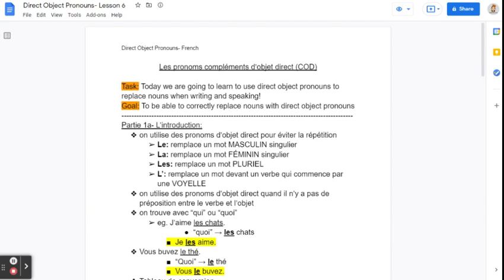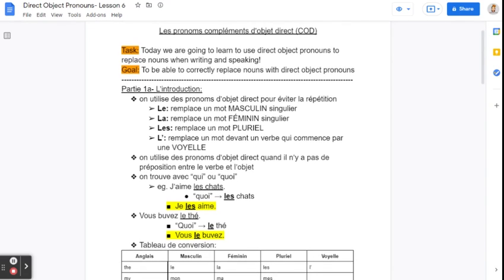It's direct object pronouns, or les pronoms compléments d'objet direct. Today we are going to learn to use direct object pronouns to replace nouns when writing and speaking. Our goal by the end of this video is to be able to correctly replace nouns with direct object pronouns. So let's begin with partie 1, l'introduction.